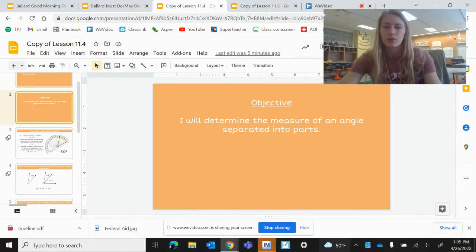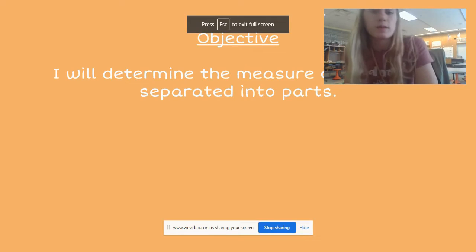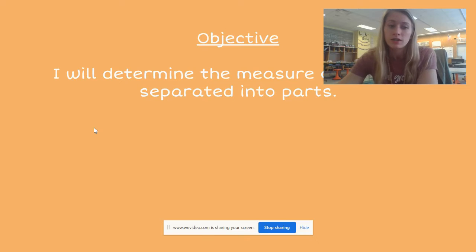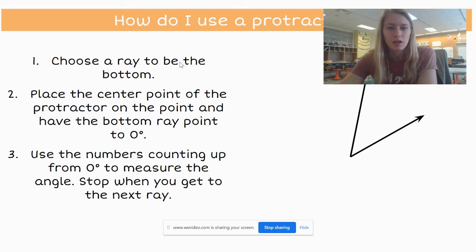Hello, students. Okay, so today's lesson will be lesson 11.4 and 11.5 combined because they share similarities. For 11.4, our objective is: I will be able to determine the measure of an angle separated into parts. So let's dive in. Let's review.